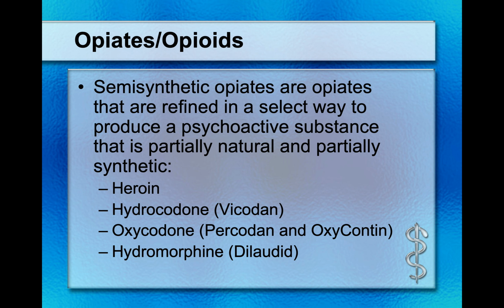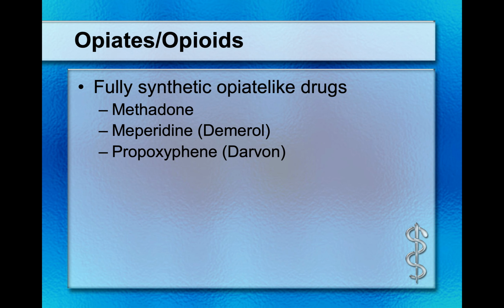Semi-synthetic opiates are opiates that are refined in a select way to produce a psychoactive substance that is partially natural and partially synthetic. That includes heroin, Vicodin, Percodan, which is another name for oxycodone, and Dilaudid, hydromorphone. Fully synthetic opiate drugs include methadone, meperidine, another name for Demerol, and propoxyphene, or Darvon.